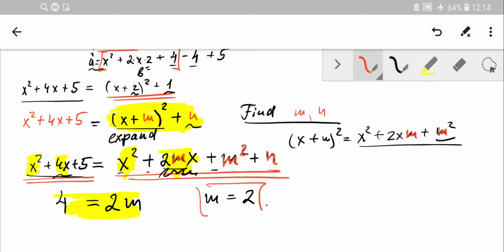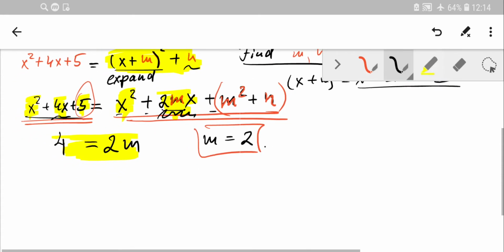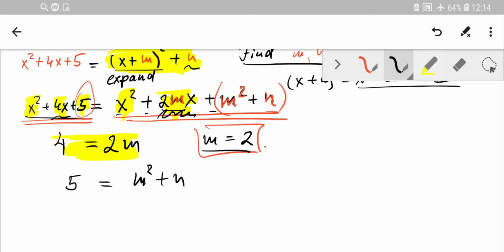So we've determined m. Okay, but we also have a free term, which is 5, so I circle 5. Where is the free term or free coefficient on the right side? Obviously it's this expression, m squared plus n. So in total, 5 on the left side should correspond to m squared plus n. But because we know the m that was found on the previous step, we can simply plug in 2 instead of m. And we can write 5 equals m squared, which is 4, plus n, from where n is 1.